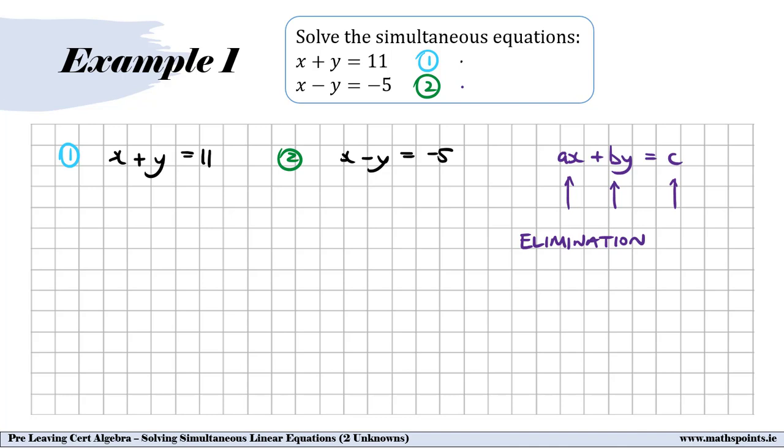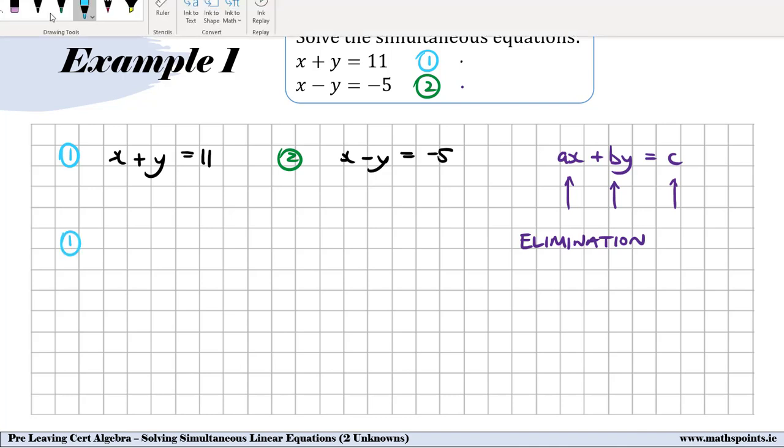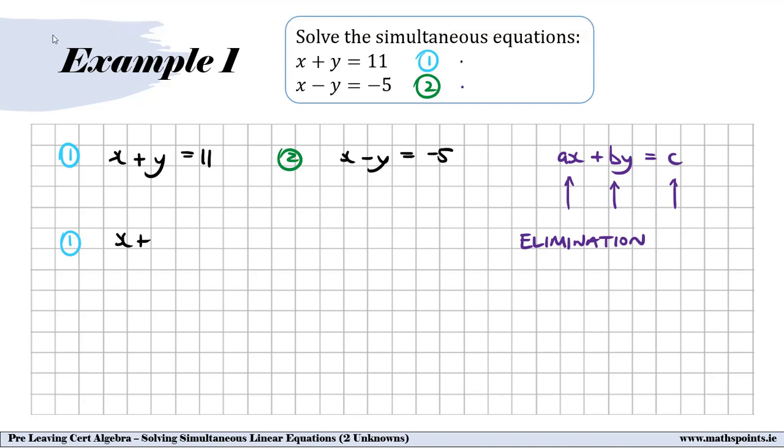So to perform this elimination, we're going to write one of the equations directly above the other one. So we have equation 1, x plus y equals 11, and then that's going to be directly above equation 2, which is x minus y equals minus 5. So in this particular example, I can see that by adding these two lines together, I'll eliminate the y's. Now in other questions, we're going to have to do some work to get the equations in the correct format or to get the letters to cancel once we add the two lines.